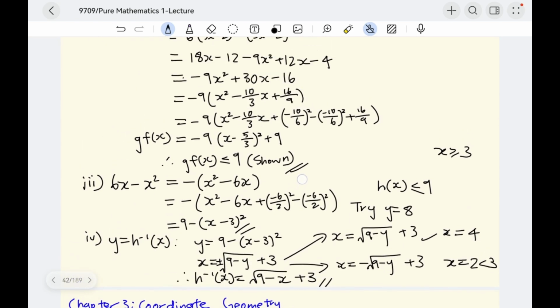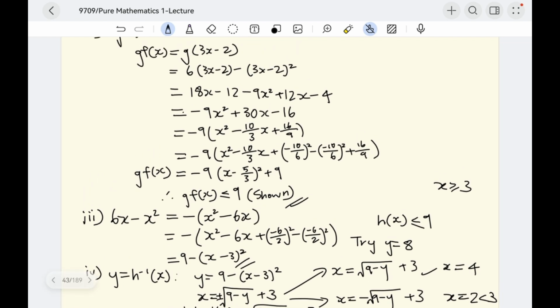Okay, so here is the end of the discussion for the exercises of this entire chapter 2.